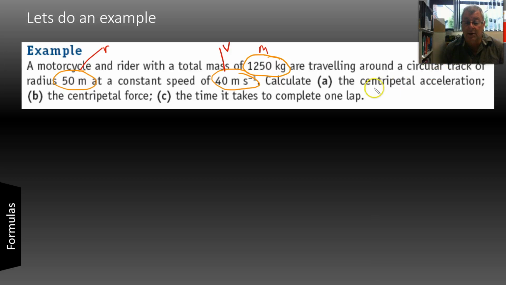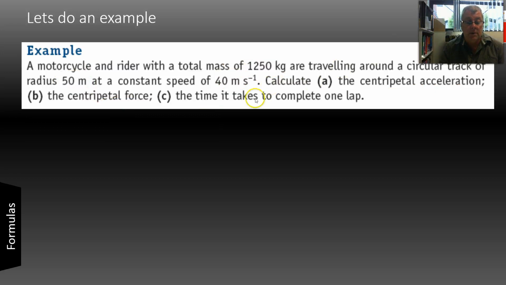Over here we're actually told what we want to find. We want to find AC, the centripetal acceleration, FC, the centripetal force, and capital T, time. And that's what we're trying to find. So we're given enough information and we just work our way through it using the equations that we're given.